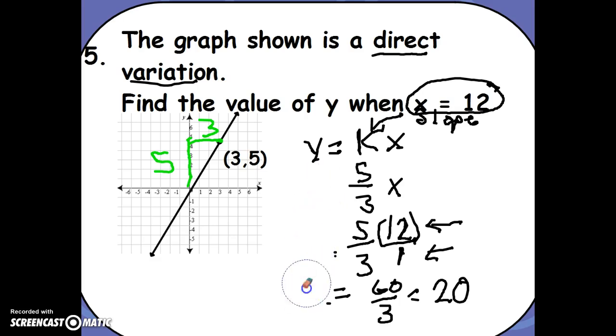I'm not sure why that turned into a k over there, but that should have been y equals, sorry, because your k was the slope.